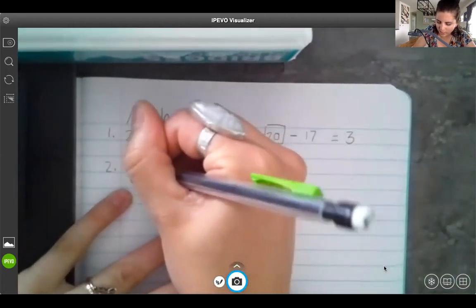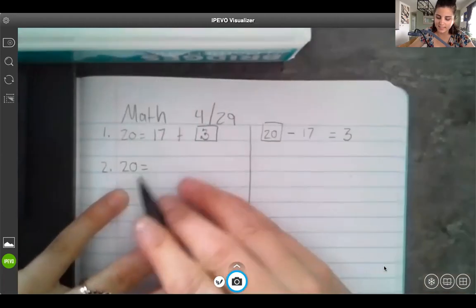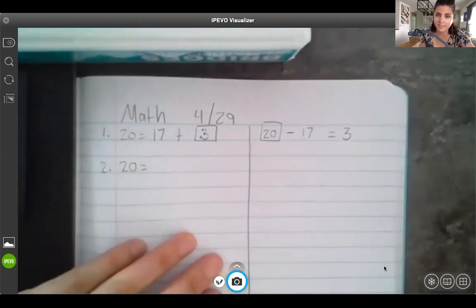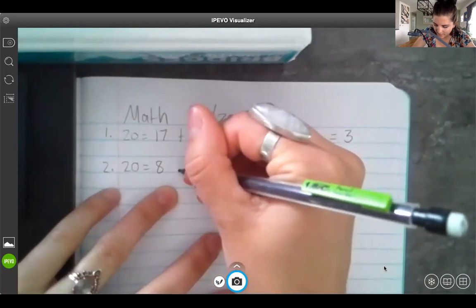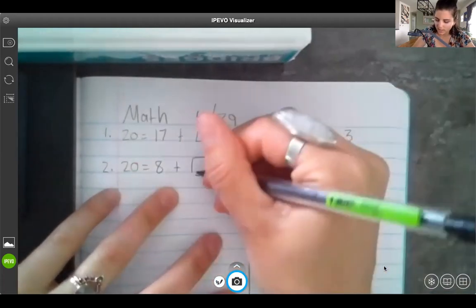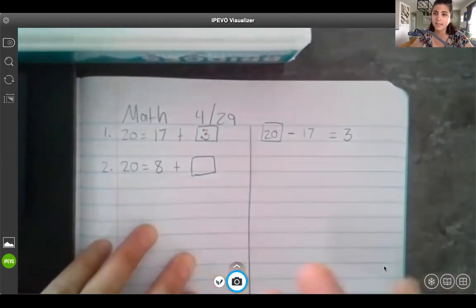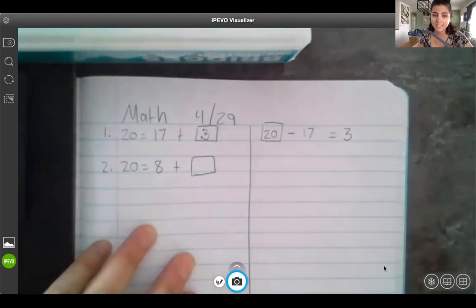So we're going to try it with the second problem. We're going to write 20 equals, and pick a number, any number that is less than 20 that we have not used. So we've used 17. Pick any other number besides 17. Say if you wanted like 8. This is just an example. 8 plus something equals 20. So think about it. How many more until 10? 8, 9, 10. 2 more.